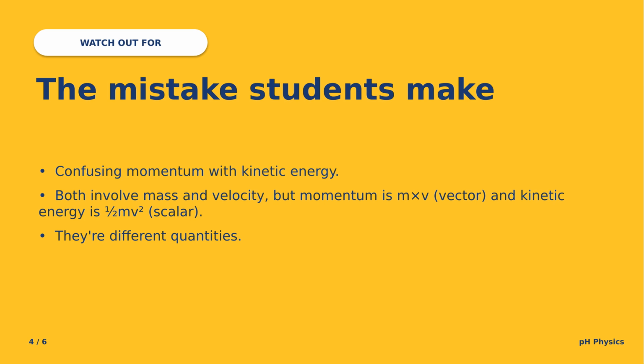Common slip: confusing momentum with kinetic energy. Both involve mass and velocity, but momentum is m times v, the vector, and kinetic energy is half mv squared, which is scalar. They're different quantities.